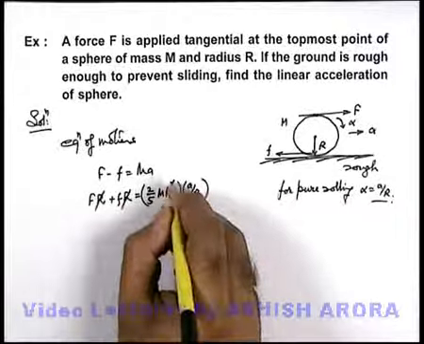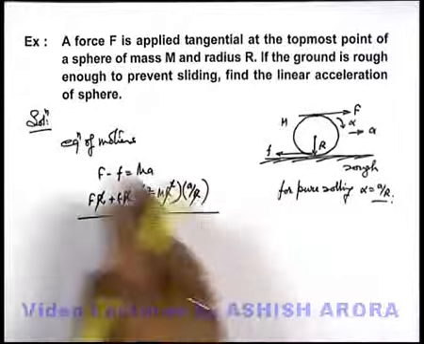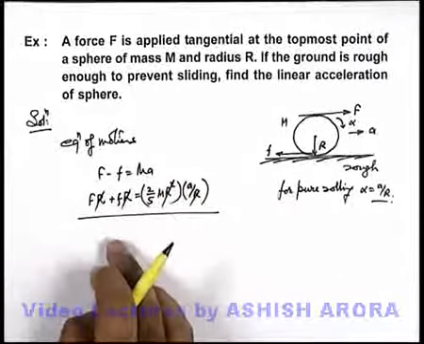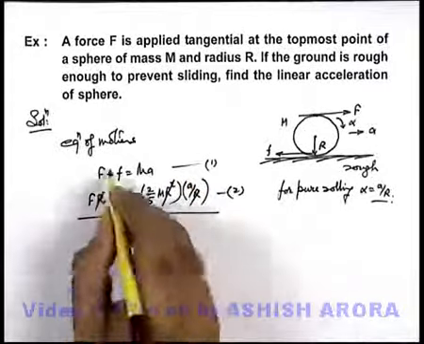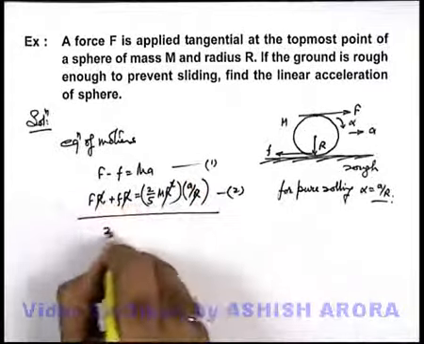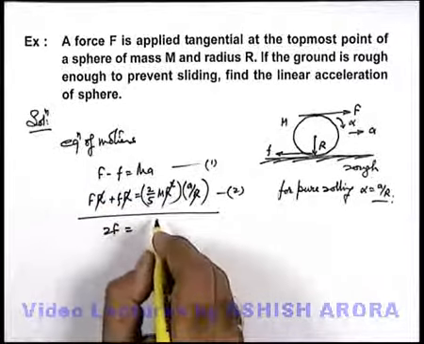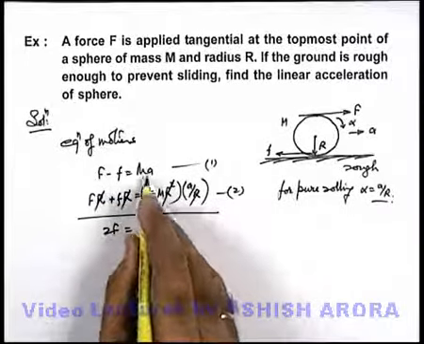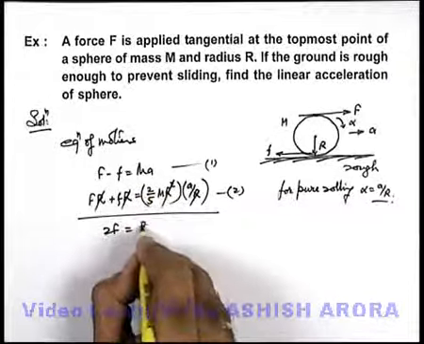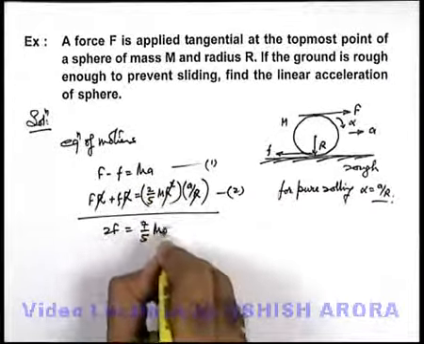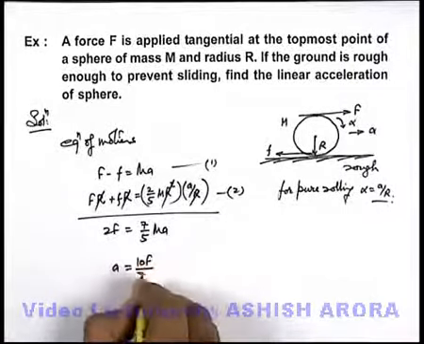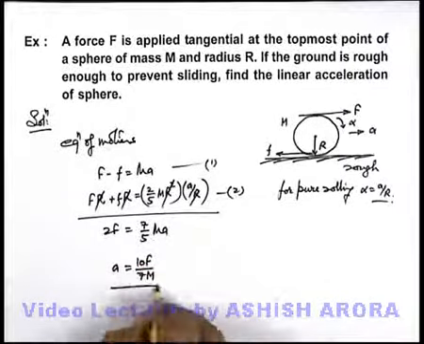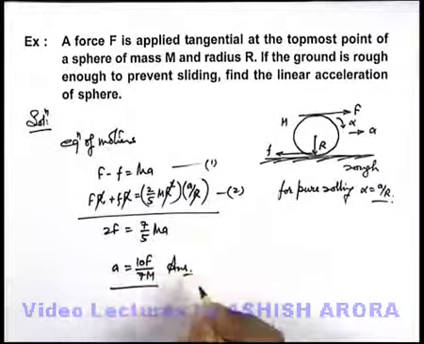Here this r gets cancelled out, and if we add the two equations, the first and the second, the friction gets cancelled out. It is 2F is equal to ma plus 2 by 5 ma, which will be 7 by 5 ma. On solving we get acceleration as 10F by 7m. That will be the answer to our problem.